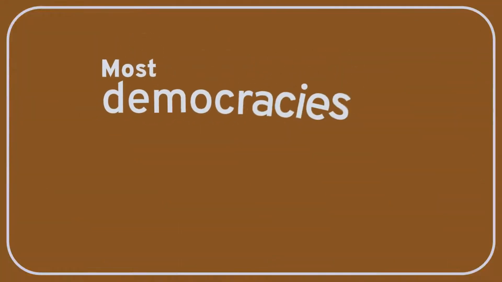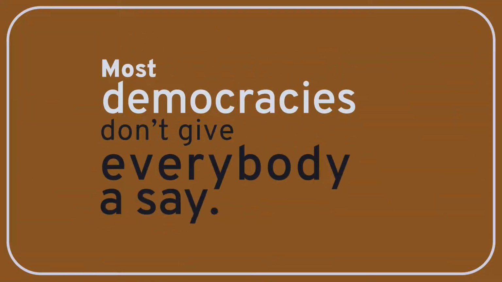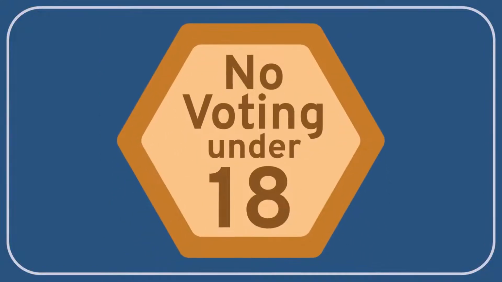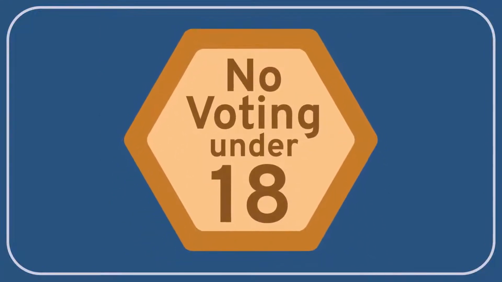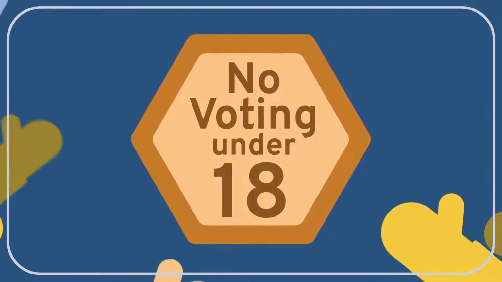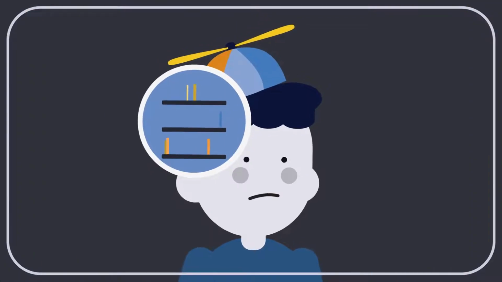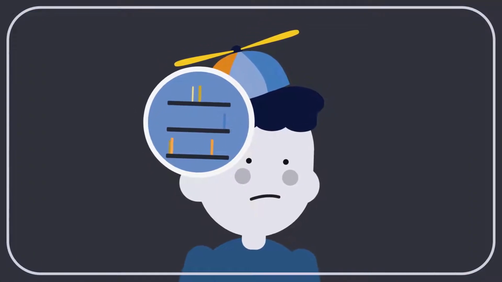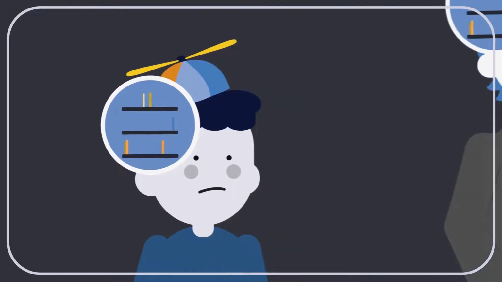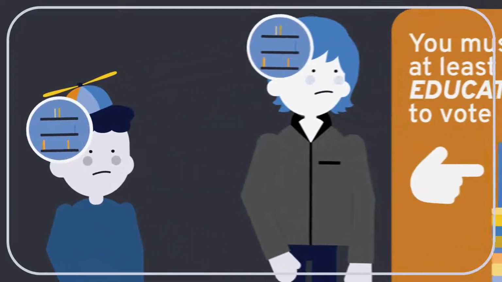However, most democracies don't give everybody a say. For example, it's normal to restrict voting rights to adults. Most people don't think that this makes laws affecting children unjust. That's because we assume that their exclusion from the voting booth is justified. Why? The most common reason is that children simply don't know enough to vote. They're too ignorant.